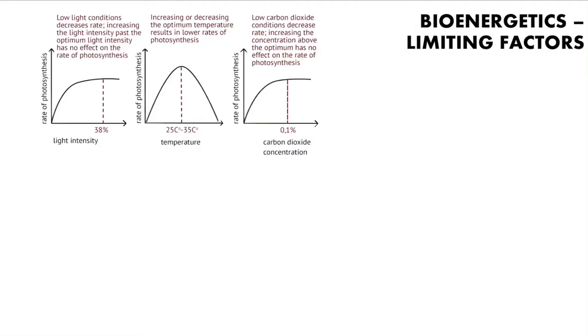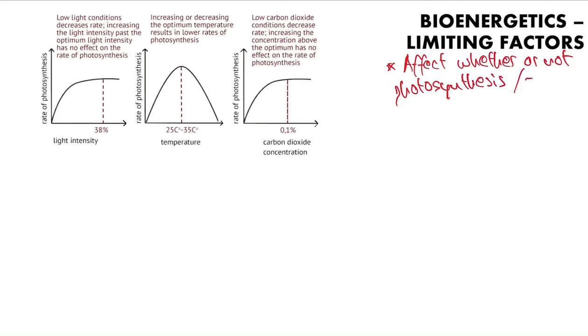So, what is a limiting factor? Now, a limiting factor when it comes to photosynthesis is something that, if we change the amount of it, can affect whether or not photosynthesis occurs or the speed at which it occurs. So that's what we mean by a limiting factor.